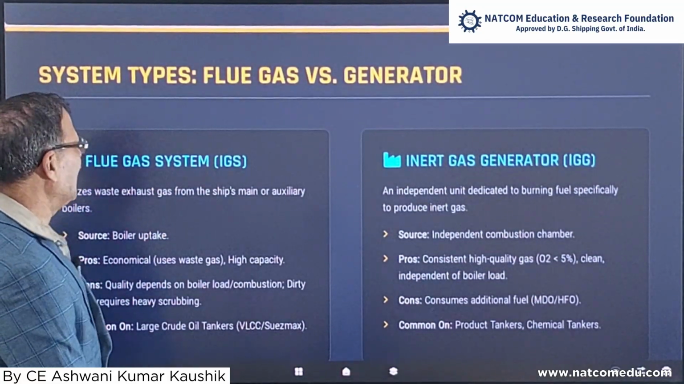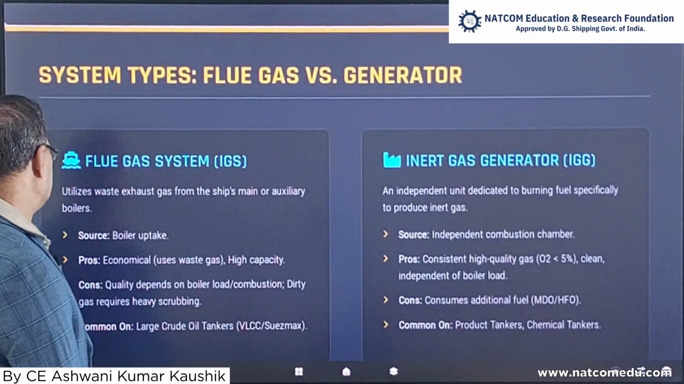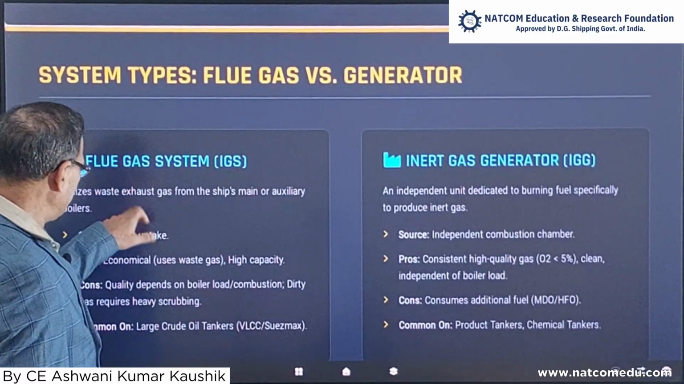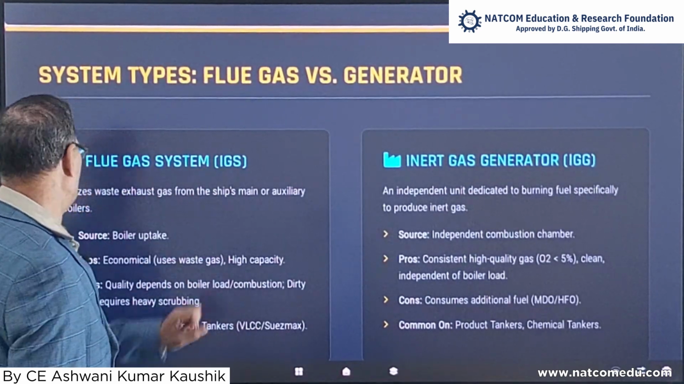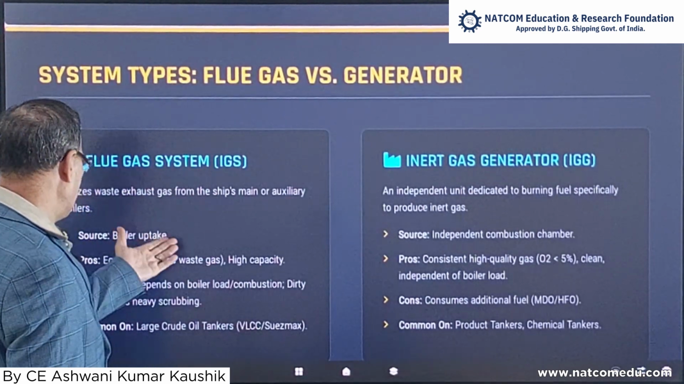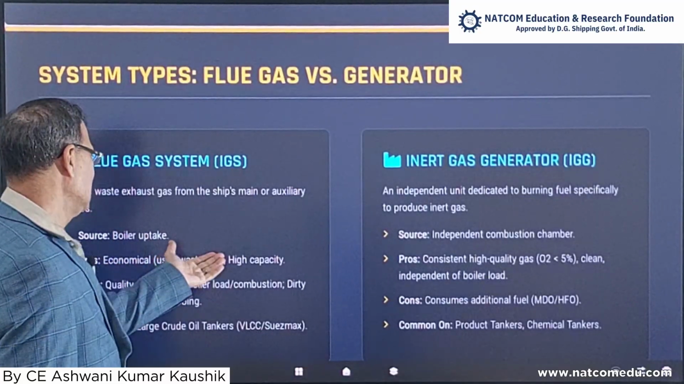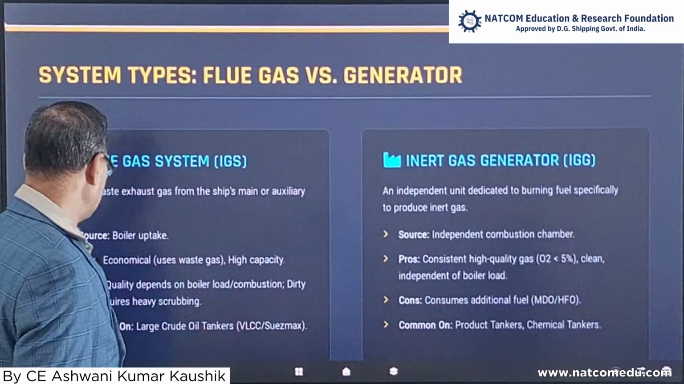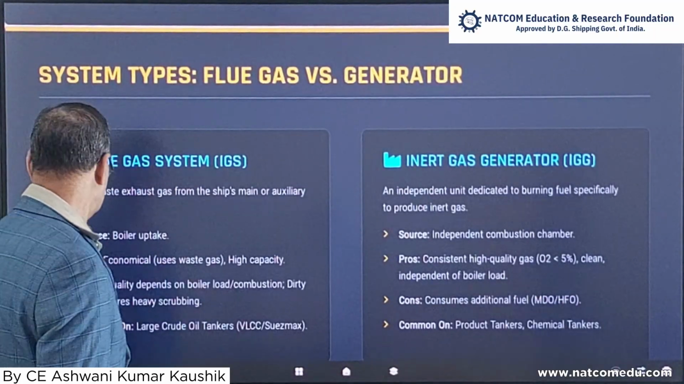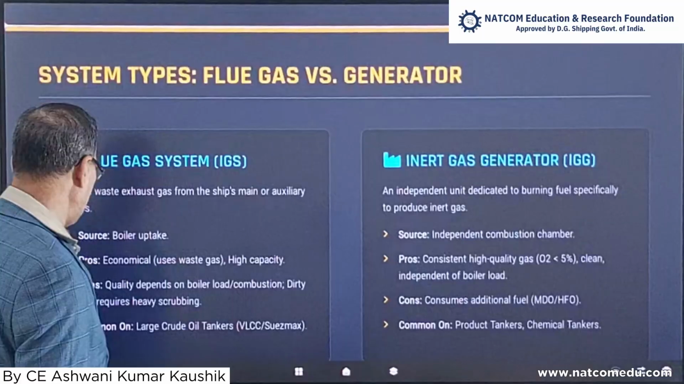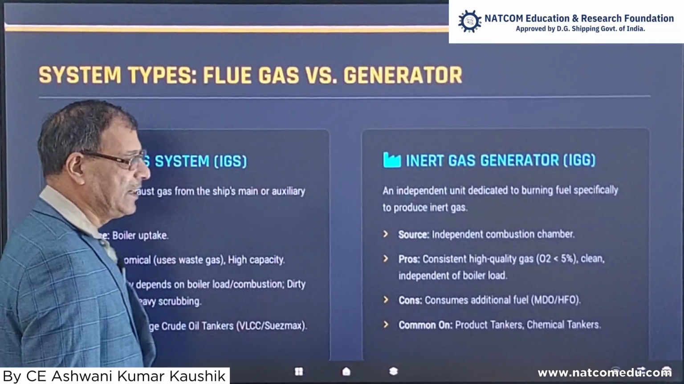System types: flue gas versus generator. You can see the flue gas system, the IGA system, utilizes waste gas, exhaust gas from the ship's main or auxiliary boiler. Source: boiler uptake. Pro: economical use of waste gas, high capacity; consumption: quality depends on the boiler load. Con: combustion gas is dirty and requires heavy scrubbing. Common on large crude oil tankers, VLCC and Suezmax.